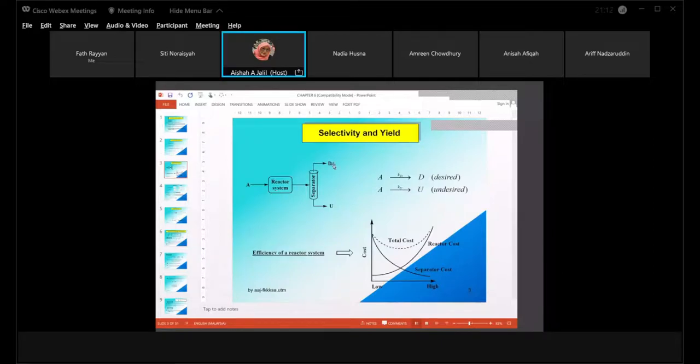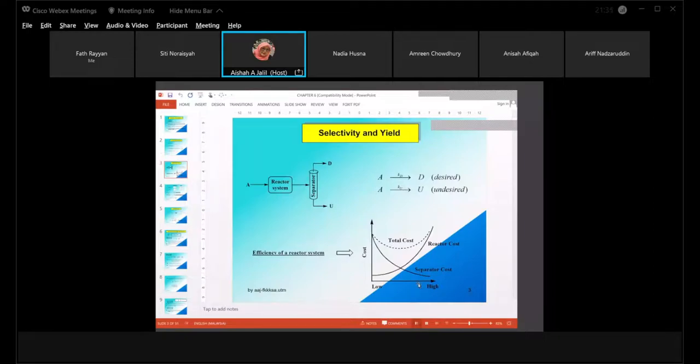So you have D and you have U. You have the desired product and the undesired product. So you put the A in the reactor system, and then because you want the D, you have to separate the D from the U by the separator. Okay. This is just to show you the efficiency of a reactor system.